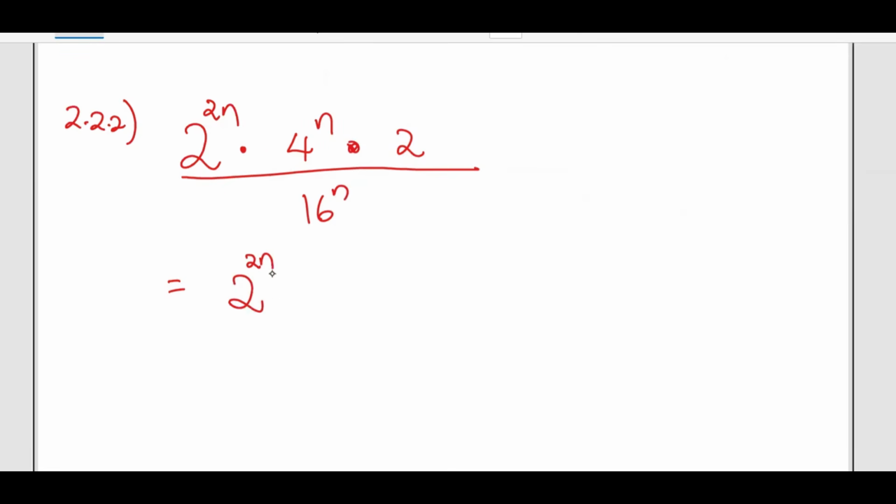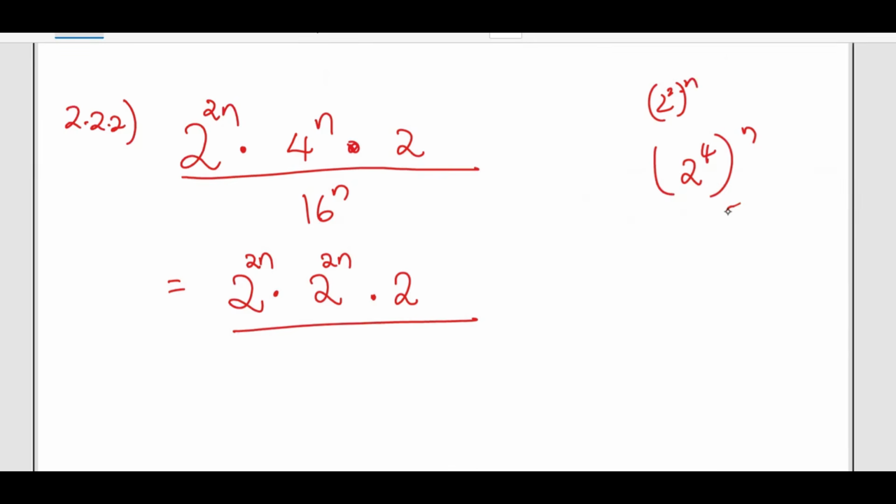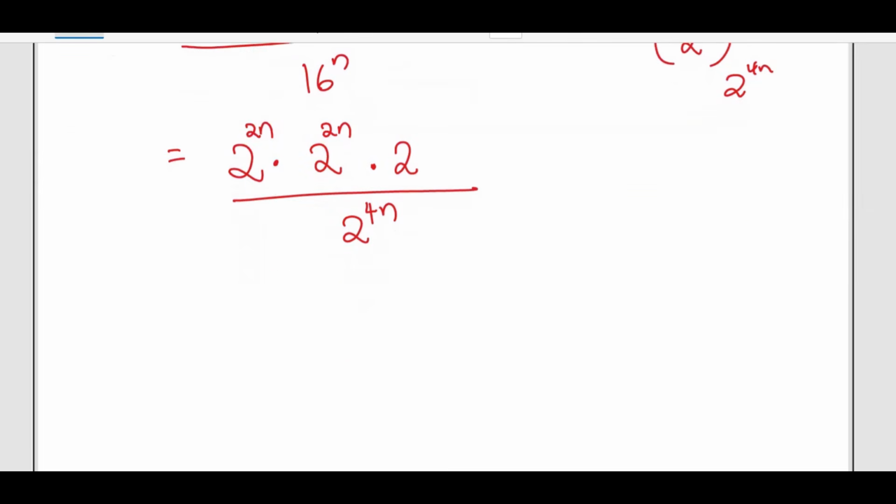So this is going to be 2 to the 2n. 4 can be written as 2 squared. But then if there is n, then it becomes 2 to the 2n. We are multiplying it by 2. 16 can be written as 2 to the 4. But with the n, it becomes 2 to the 4n. Okay. And then let's apply the laws that when we are multiplying the same bases, we add up the exponents. Then when you're dividing, you subtract.